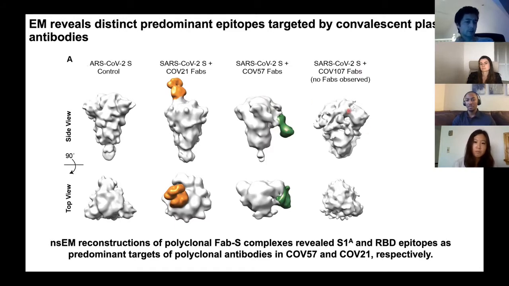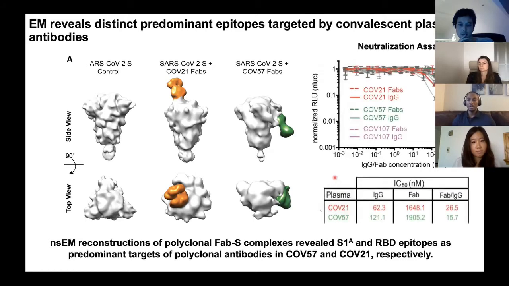And then for C105, the individual that had almost no neutralizing activity within his plasma, we saw no binding or no predominant epitopes within this individual. Now, that doesn't necessarily mean that they don't have neutralizing antibodies. It's just that we weren't able to visualize it within this assay.